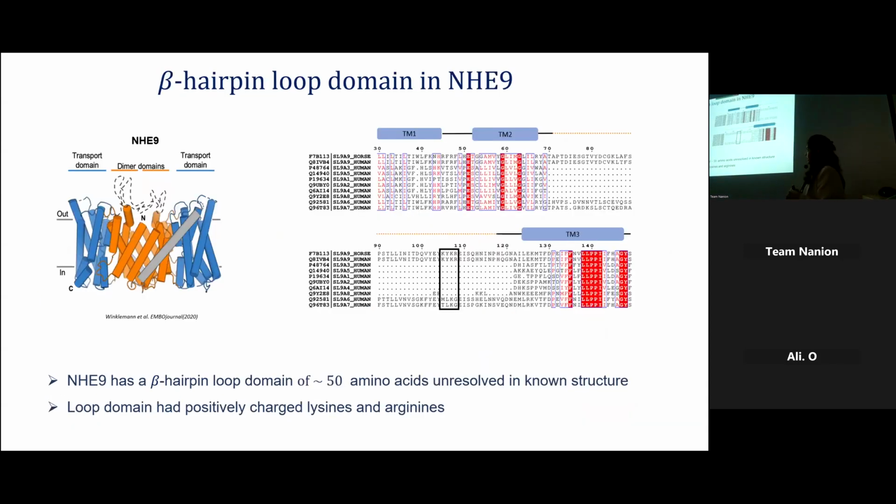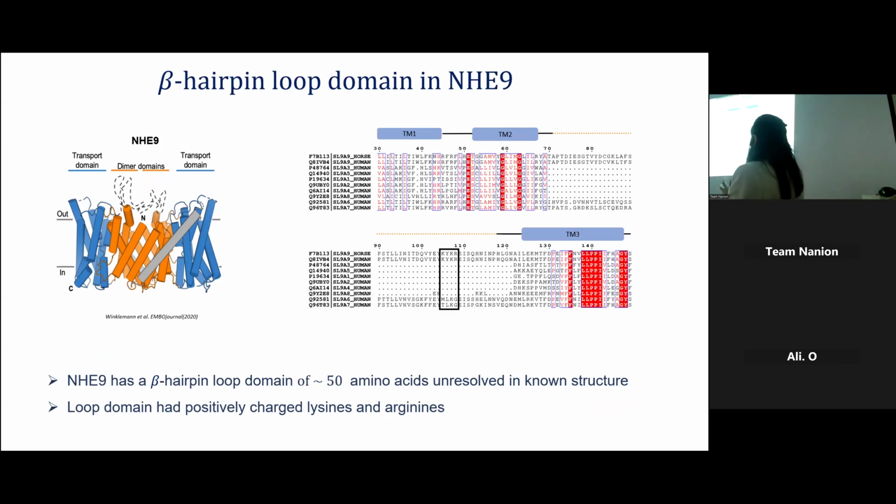Specifically in NHE9, there was a loop region between TM2 and TM3, which was unresolved, and it had some positively charged lysines and arginines in the region. We were curious about what exactly this region looks like. We were trying to understand how this can be resolved using cryo-EM, so we can see the architecture and whether this loop domain is regulating any activity of the exchanger.